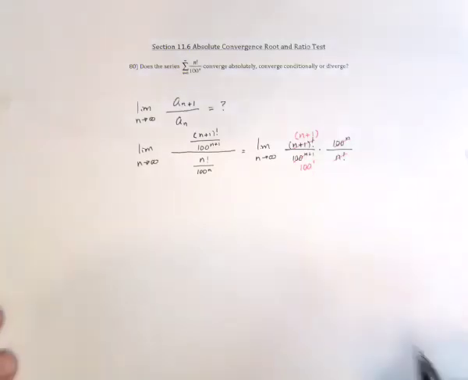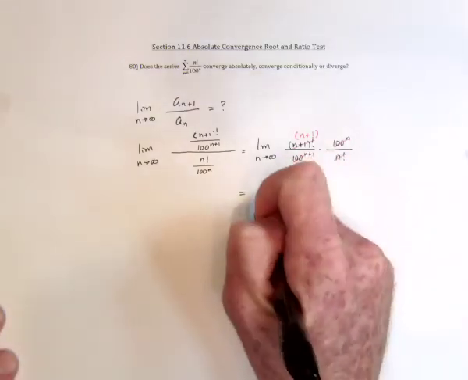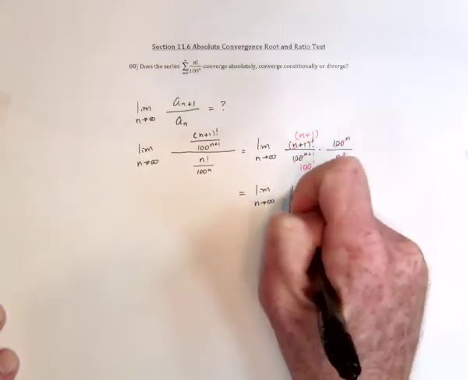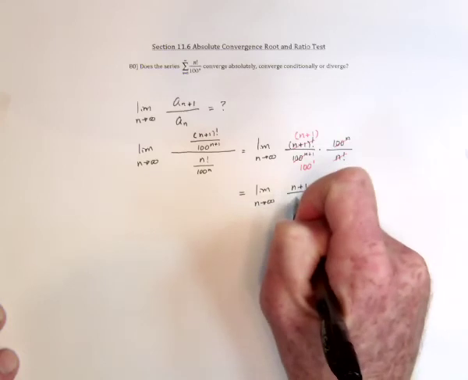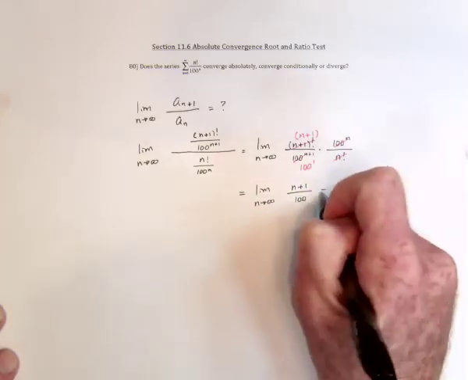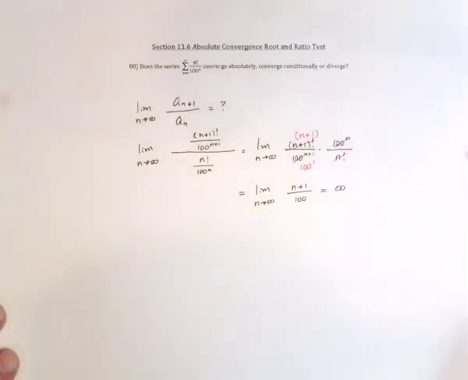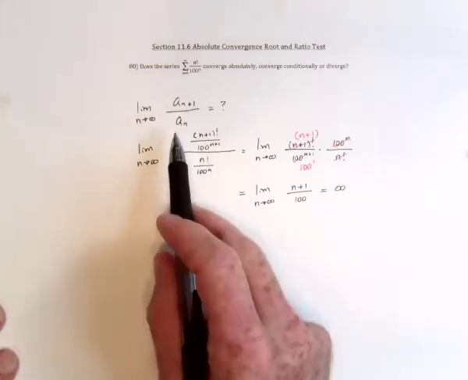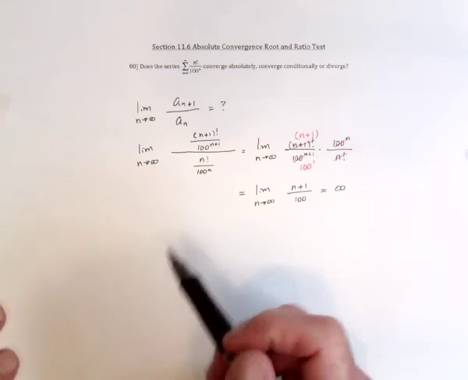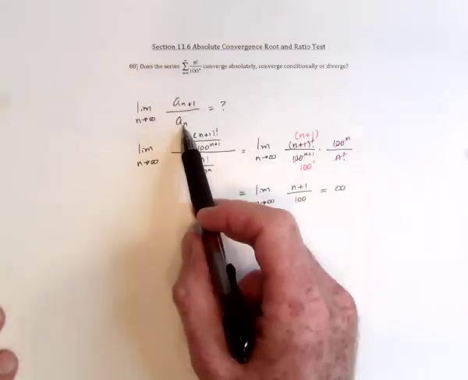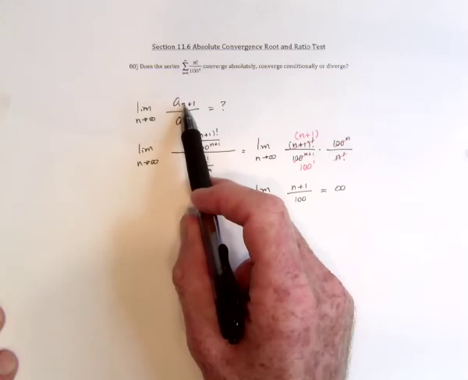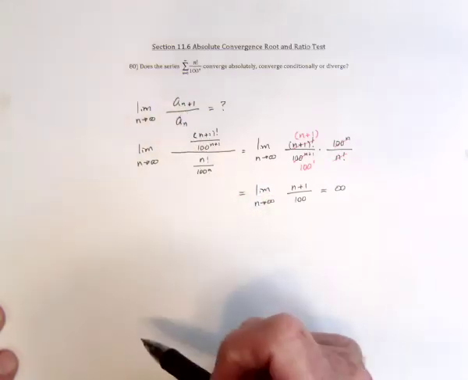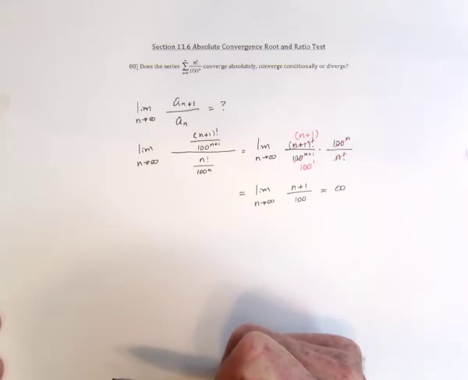So then we have the limit as n goes to infinity of n plus 1 on top and then 100 on the bottom, and then that equals infinity, which is then saying the ratio of the terms is getting bigger and bigger and bigger. Or in other words, when you compare this one to this one, this one is getting infinitely bigger, which means the terms are getting bigger and bigger and bigger.